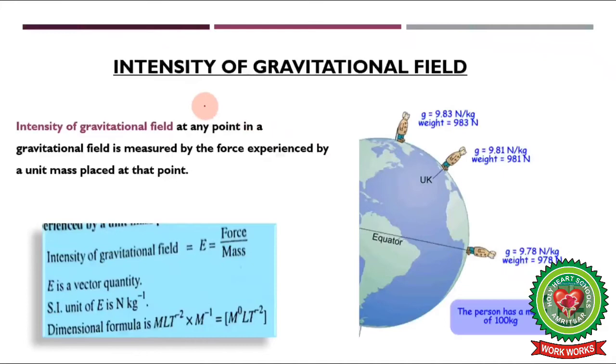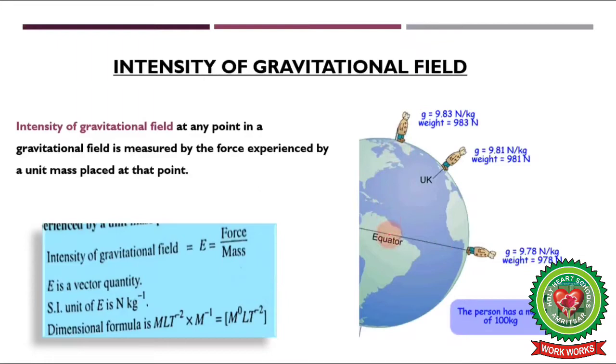So, next we will study about intensity of gravitational field. Intensity of gravitational field, or gravitational field strength, at any point in a gravitational field is measured by the force experienced by a unit mass placed at that point. We have already read about acceleration due to gravity. If you remember, acceleration due to gravity at the equator is minimum, whereas it is maximum at the poles.